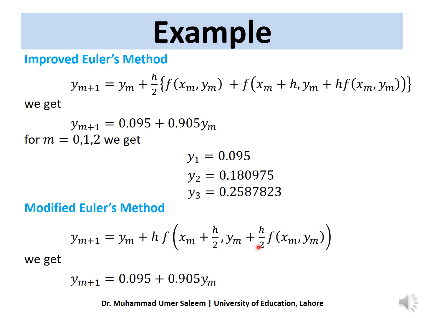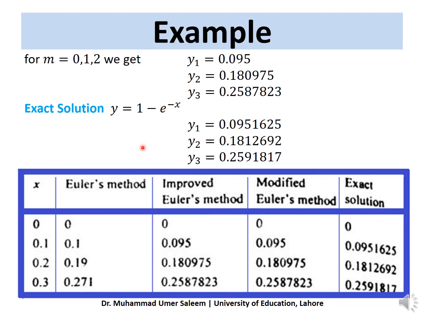Then we used the modified Euler method. With the help of the modified Euler method, we know the formula. Using this formula you will get ym is equal to this one, and when you substitute the values you will get these answers in the case of the modified Euler method.